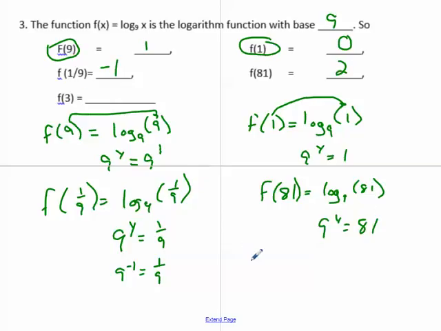F of 3, same idea. F of 3 equals log base 9, that's our function, of 3. X is 3. 9 to what power is 3? It's the half. Square root of 9 is 3. 9 to what power equals 3? 9 to the half power, or square root of 9, is 3. Square root is 1/2 power, so y is 1/2. That goes right up here, 1/2. There's our answer.